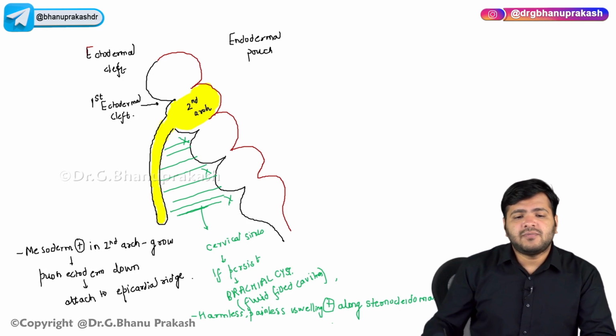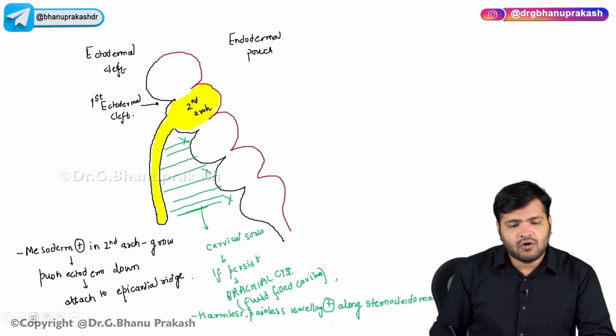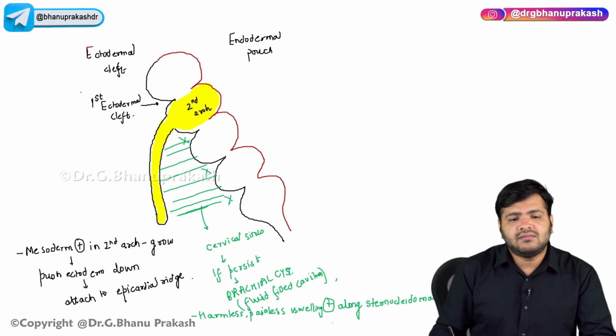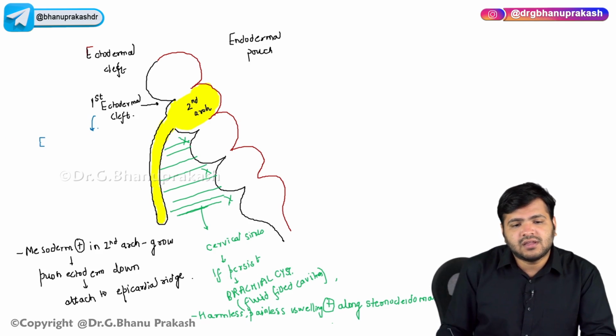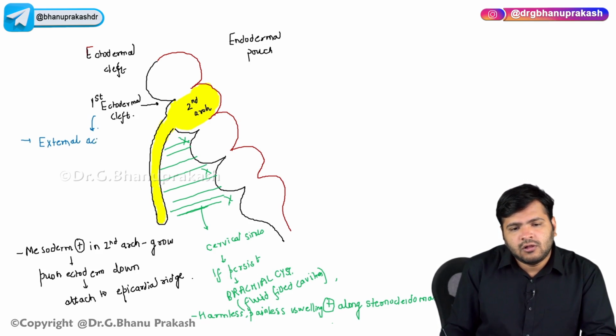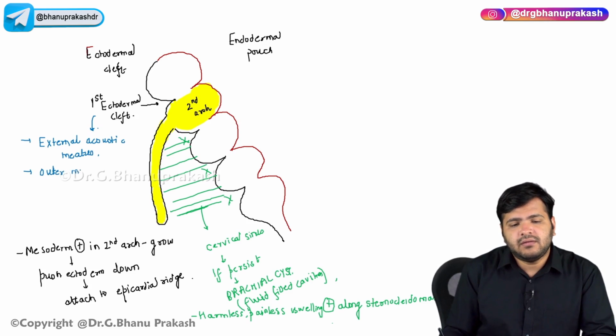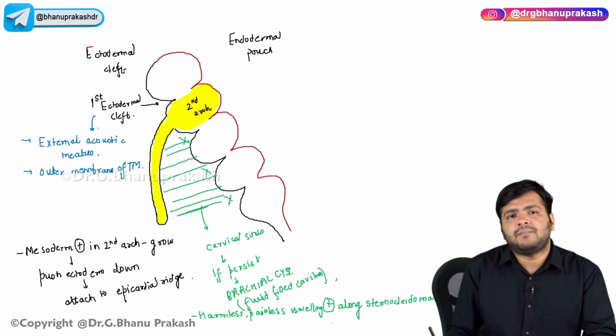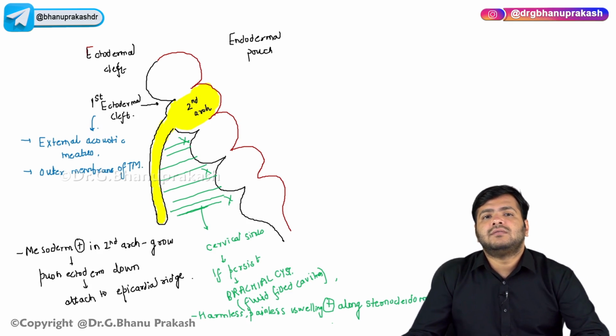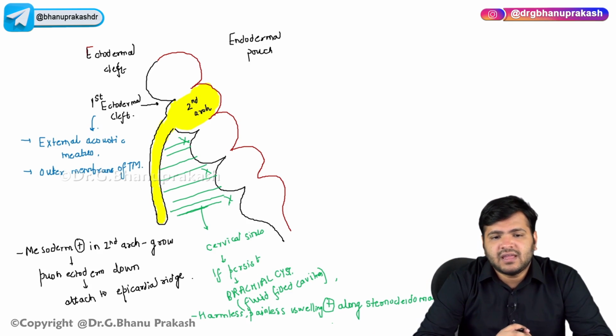Now what we will get from the first ectodermal cleft, rest others are obliterated. So the things that we will get from the first ectodermal cleft are the external acoustic meatus. Remember, it is the external acoustic meatus, and we have the outer part of the tympanic membrane, right? So that is something which we will receive from the first ectodermal cleft.